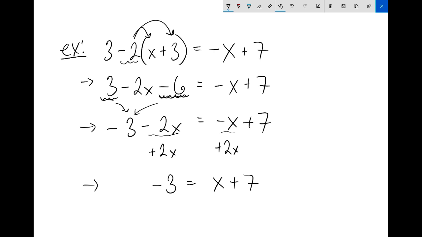Now we got our variable on the right-hand side, so we just need to send that 7 over to the left. Well, how do we get rid of it? We subtract it. And so it looks like the answer is negative 10, because minus 3 minus 7 would be negative 10. All right. So if you see parentheses, use the distributive property to knock them out. Collect all your like terms. Send your variables to one side. It doesn't actually matter which side, but I like to keep them positive. Collect all your numbers on the other, and then boom, you got your answer.